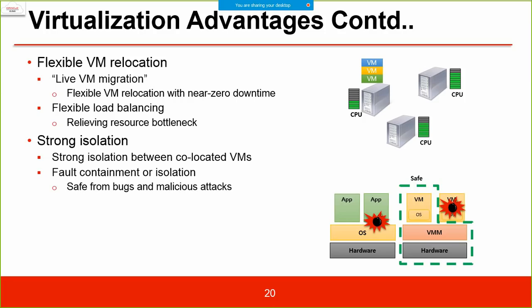Flexible load balancing, relieving resource bottlenecks. Definitely, bottlenecks are no more there. And strong isolation. Look at the second part of the figure here. We have one hardware, one operating system, and the app. So if this virtual machine has some problem, it will create problem for the other application also, because it's creating problem for the operating system. So this is not a good example.